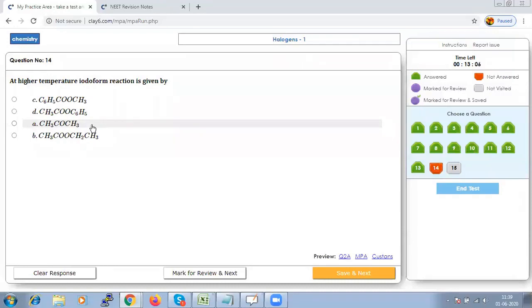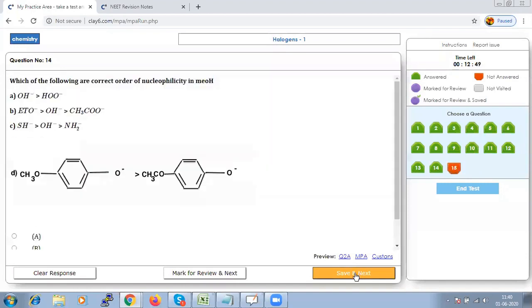The iodoform test is also used to check the presence of a methyl ketone, hence our option CH3COCH3 should be right. Let us save that and go to next.